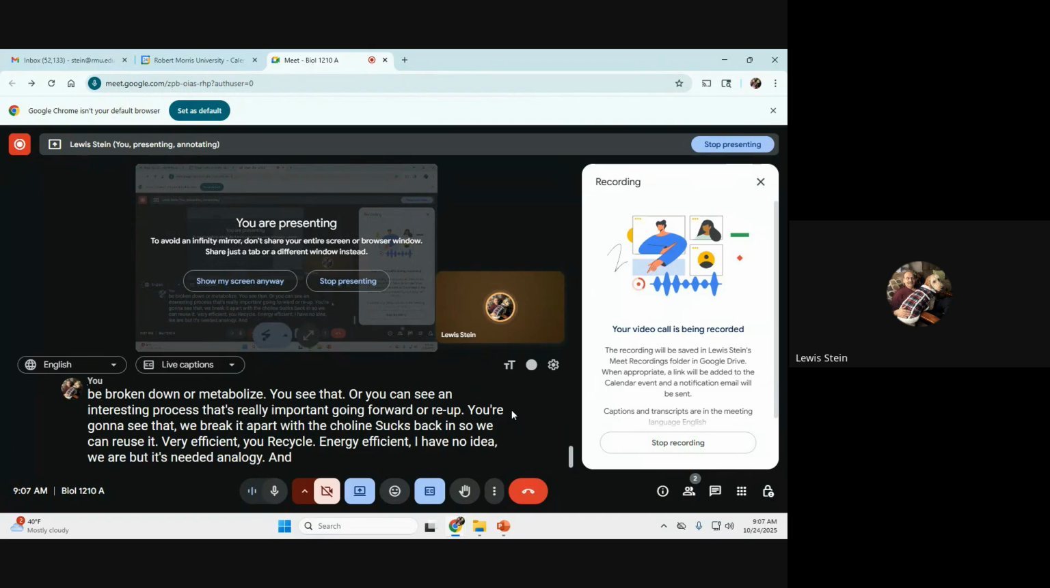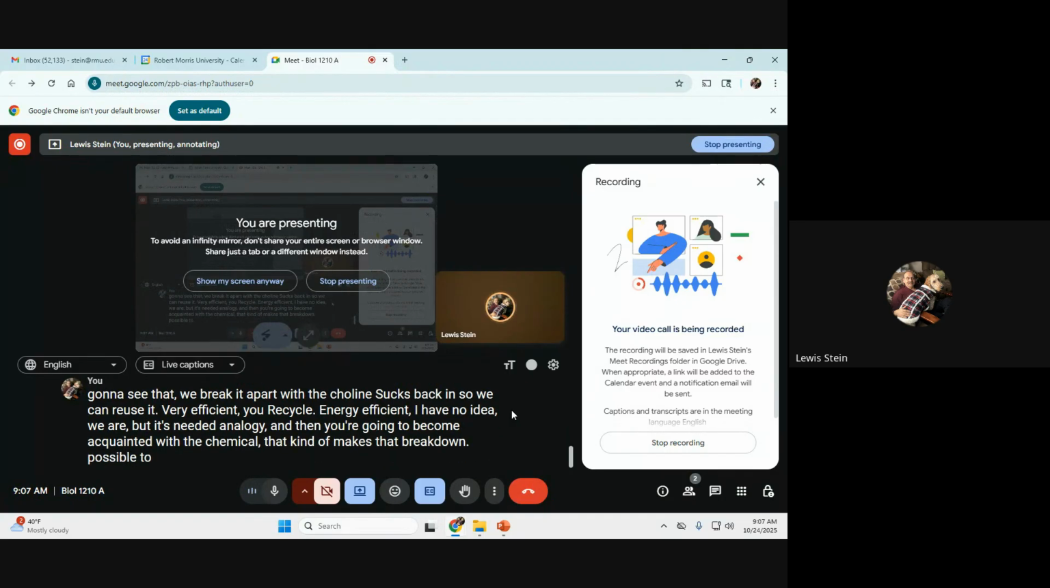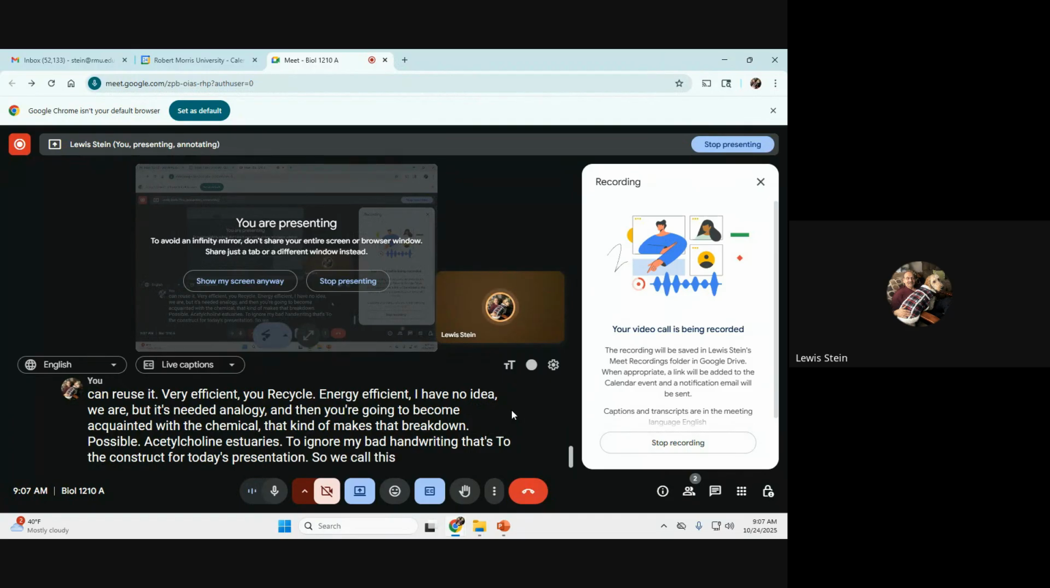And then you're going to become acquainted with the chemical that kind of makes that breakdown possible. It's called acetylcholinesterase. So ignore my bad handwriting. That's sort of the construct for today's presentation. So we call this the events of the neuromuscular junction.